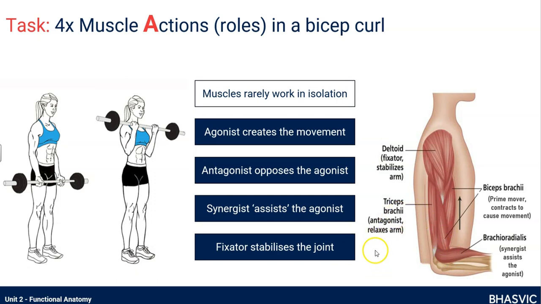And actually, your core muscles often work as fixators. They stabilize your trunk, so you don't bend forwards and backwards as you move and have unwanted trunk movement.